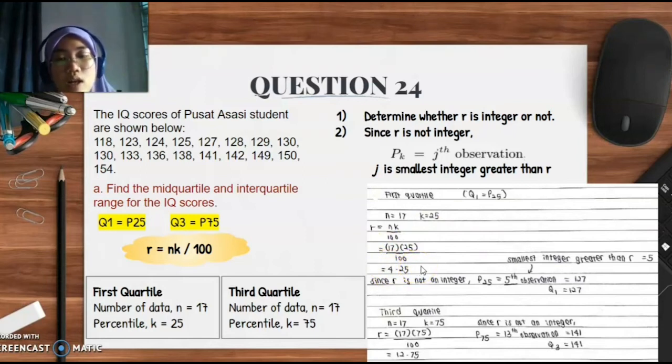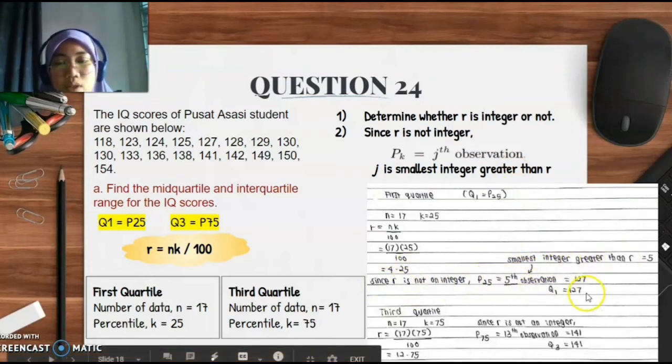So because the number has decimal places, we need to use this formula, which is J. We will look at the J-th observation, where J is the smallest integer greater than R. And we know that 5 is the smallest integer greater than R. We look at the fifth data, which is 127. So the first quartile is 127, and we use the same steps for the third quartile.